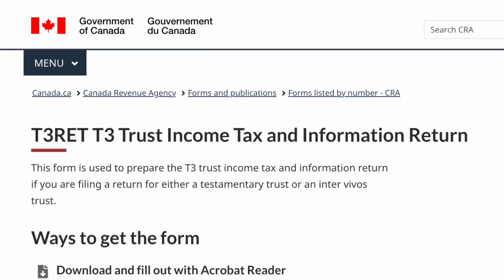Alright, so the new rule we're looking at here is basically requiring all trusts, except for a few exceptions, to file something called the T3 Trust Income Tax and Information Return and disclose beneficiaries along with other info. Now, this rule is originally aimed at Canadians who use trusts on purpose to skirt taxes or do something very shady. And by here, you might be hearing the word trust and think, we should be safe because we don't have a trust going on.